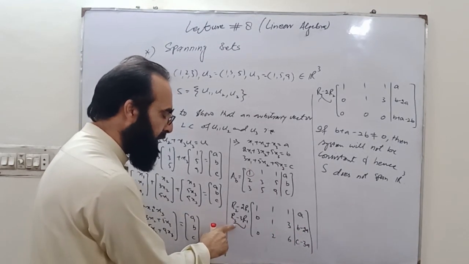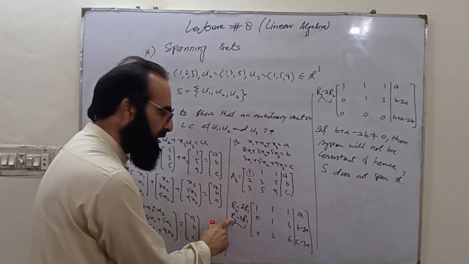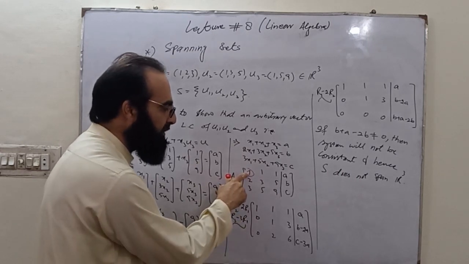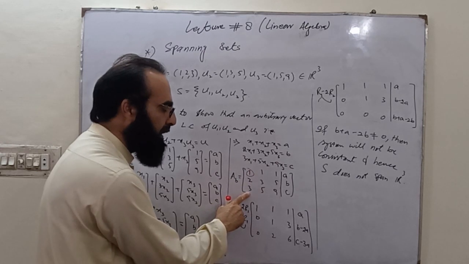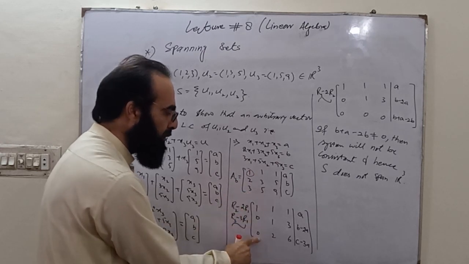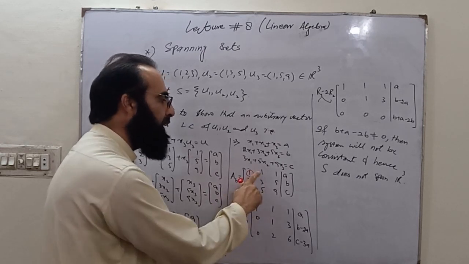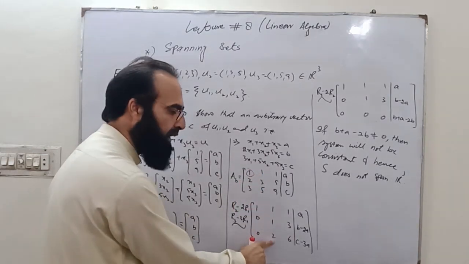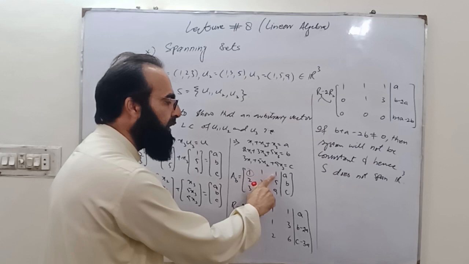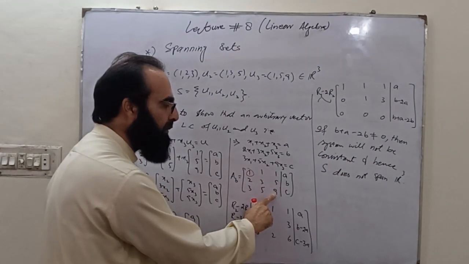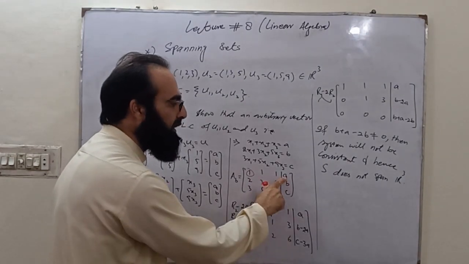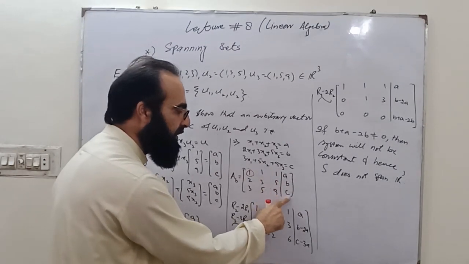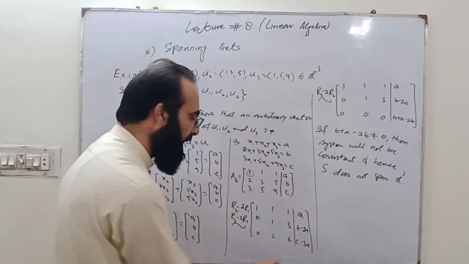Similarly, in the third row we are using the R3 minus 3 times R1 operation. So 3 times 1 gives us 3, and subtracting the 3 from this 3 of the third row, we get 3 minus 3 equals 0. 3 times 1 gives us 3, and subtracting 3 from 5, we get 5 minus 3 equals 2. 3 times 1 gives us 3, and subtracting 3 from 9, we get 6. 3 times A gives us 3A, and subtracting that 3A from C, we get C minus 3A.